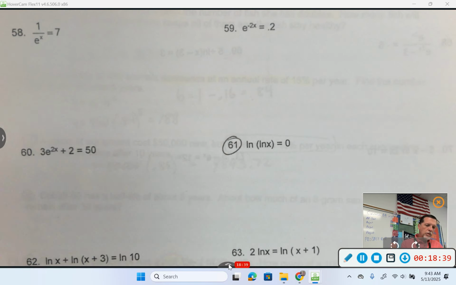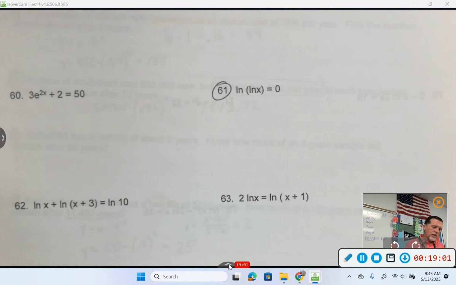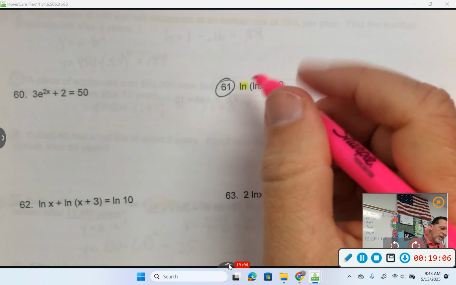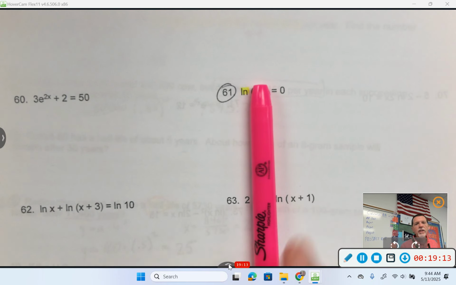61 is a weird looking problem. Thoughts on what you'd do first on 61? Jacob? What's that? I don't know yet. I can't tell by looking if that's undefined or not. So, sort of ignore that I got two natural logs here. Let me color code them so I can talk about them. Let's ignore the pink one for now. Let's worry about fixing or undoing the yellow one.